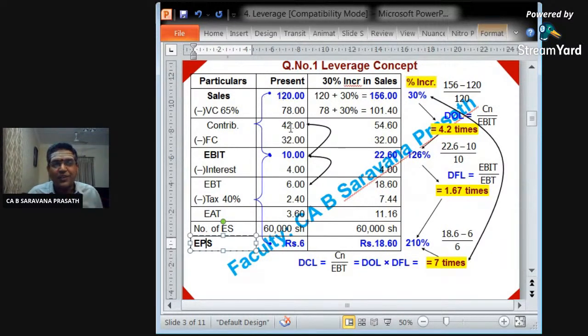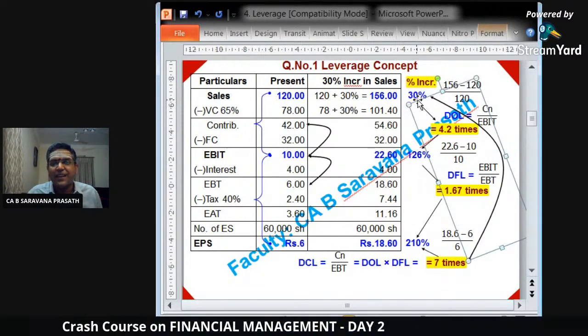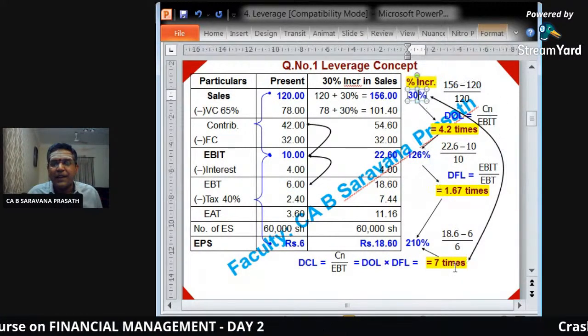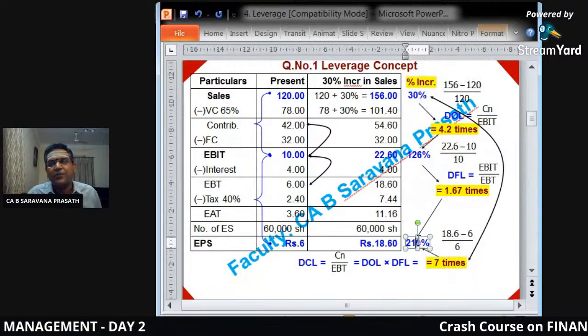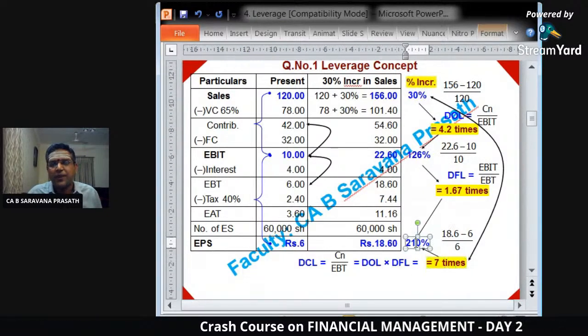Alternatively, contribution divided by EBT. Contribution divided by EBT, 42 divided by 6 is equivalent to 7 times. Now we can have a very direct linkage. 30 magnified 7 times is equivalent to 210.